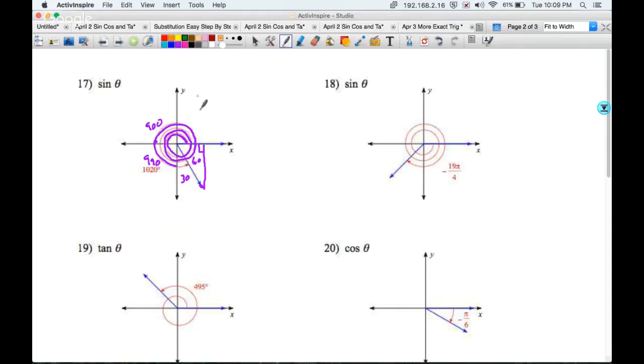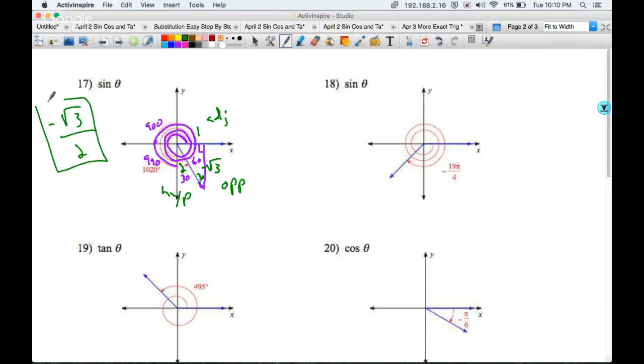Once I know that, I can label up my sides. That's going to be a 30 in there. This is 1, 2, and the square root of 3. Make that square root of 3 negative. This is my opposite. This is my adjacent. This is my hypotenuse. Sine is opposite over hypotenuse, so the square root of 3 over 2. That was a negative square root of 3. I just kind of got lost there.